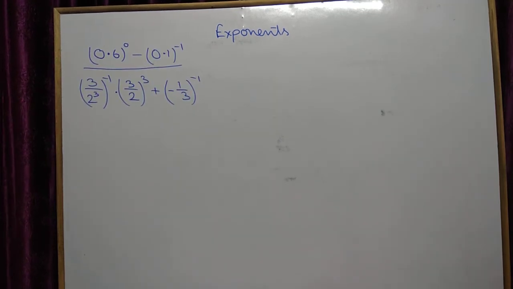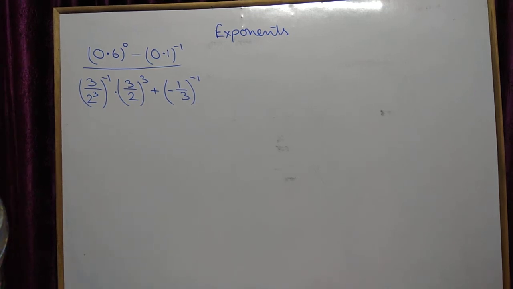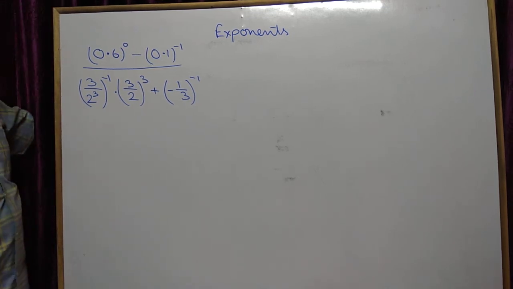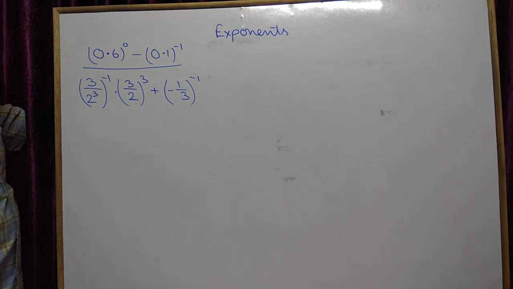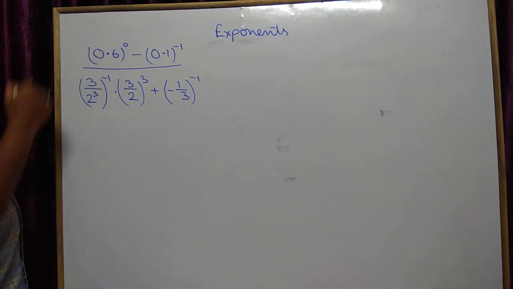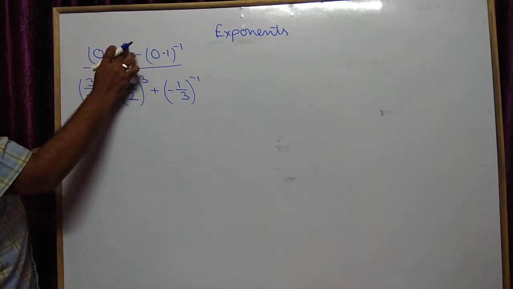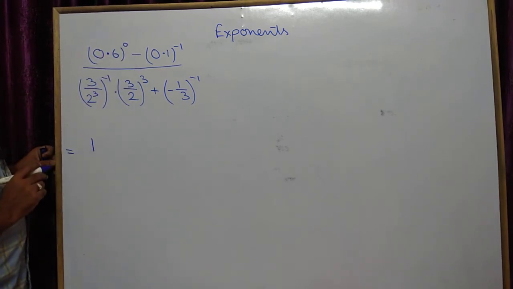Now see this question. As we know all the laws of exponents, we apply each law to solve this question. As we know, something to the power 0 is always 1. So whatever is given in the base, if the power is 0, it's 1.